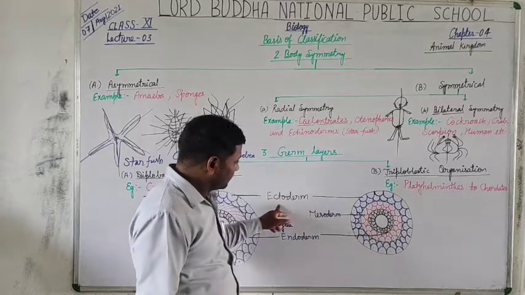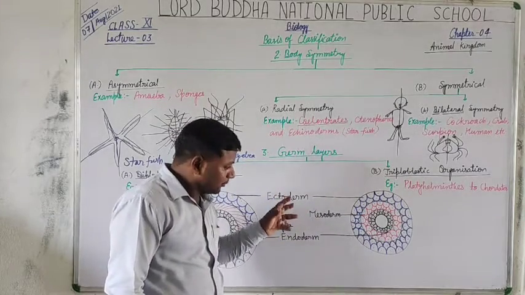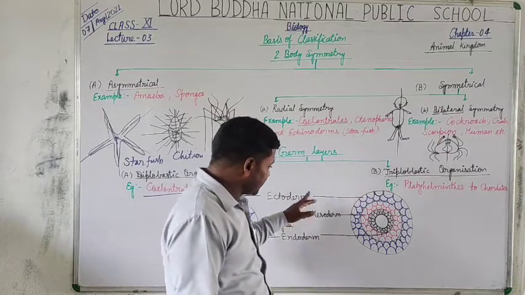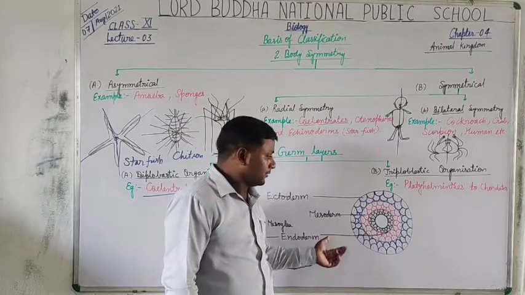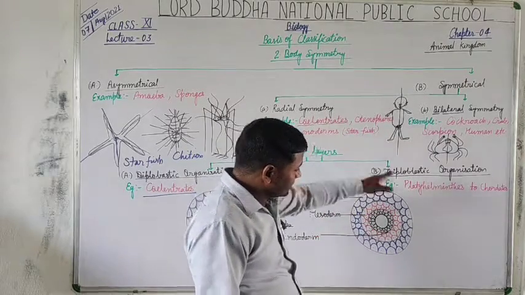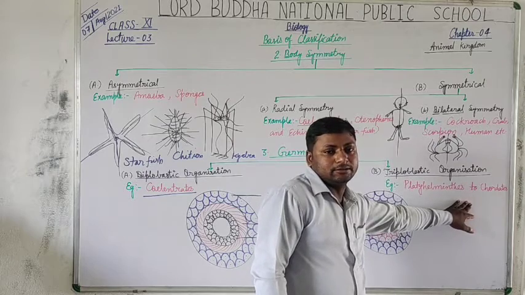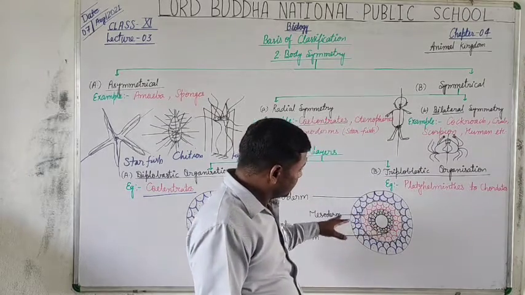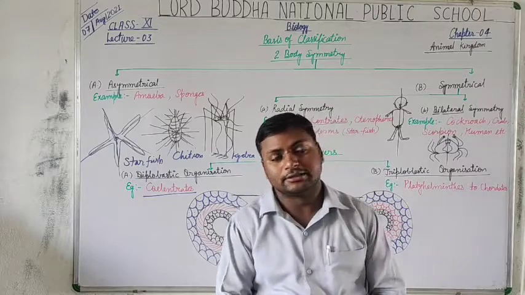In this type of embryonic germ layers, all three germ layers are present: ectoderm, mesoderm and endoderm. So the members from Platyhelminthes up to the chordates possess the triploblastic type of body organization.